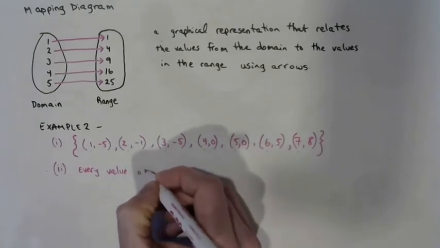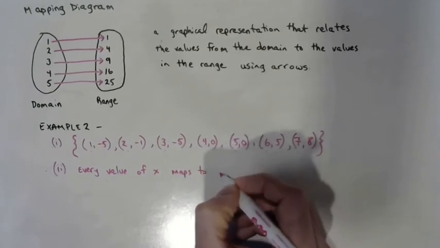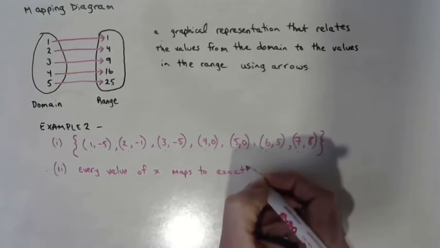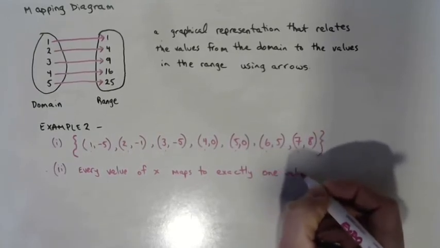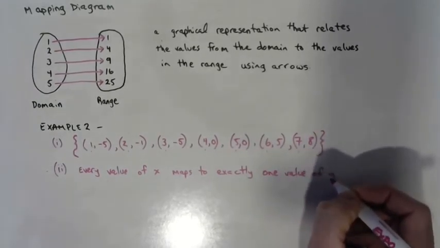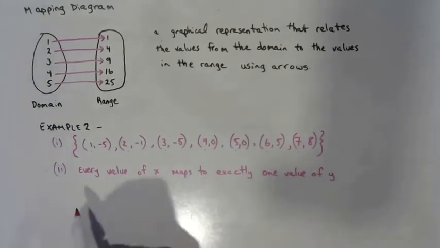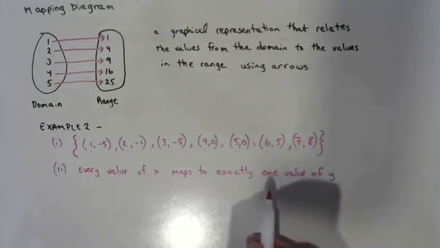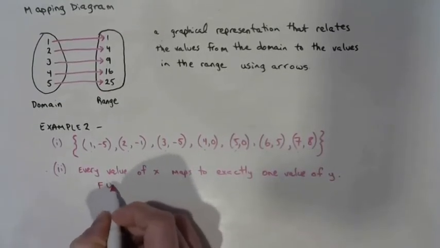Ready? Every value of x maps to exactly one value of y. I'm just subbing in the word x for domain and the word y for range. Every value of x maps to exactly one value of y. Function.